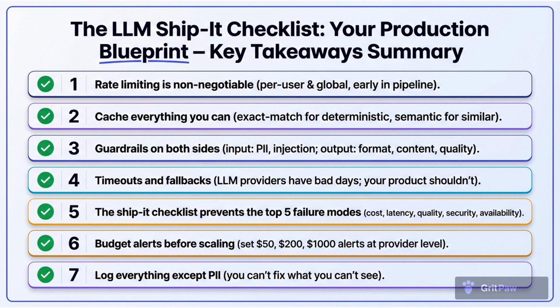Second, cache everything you can. Utilize exact match caching for deterministic queries and semantic caching for similar paraphrased inputs. Caching dramatically reduces latency and LLM API costs.